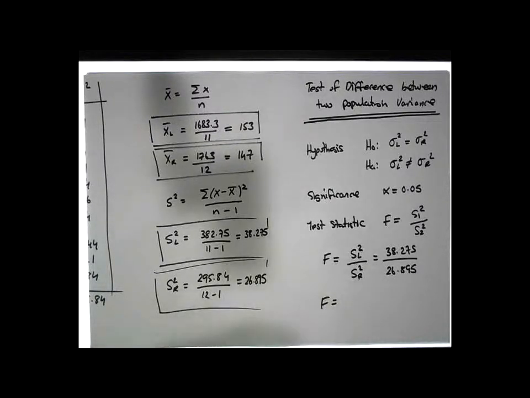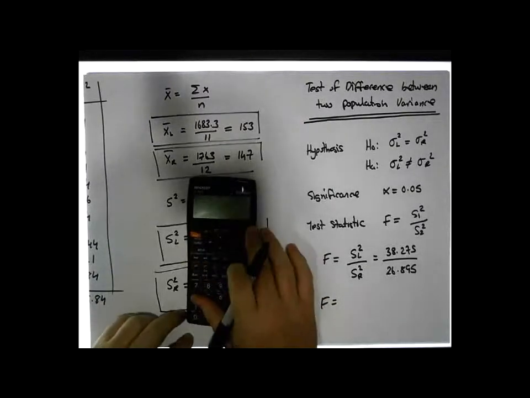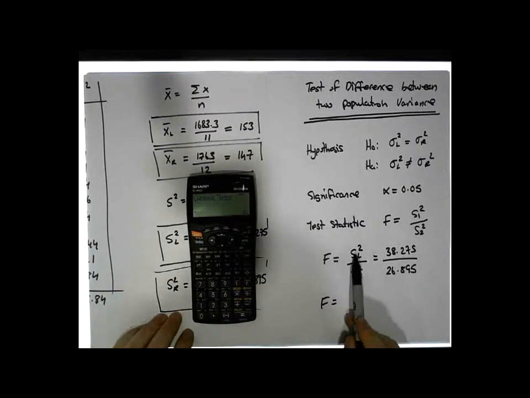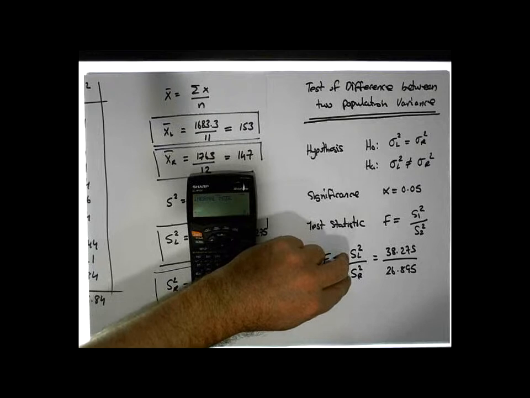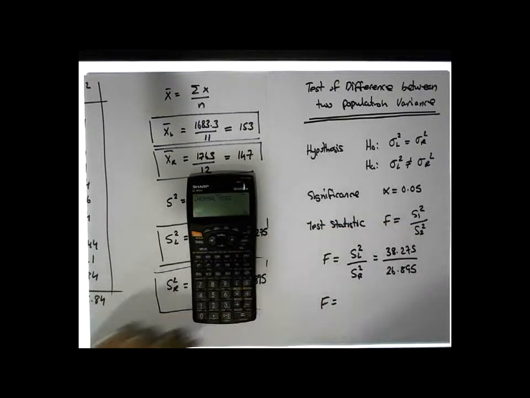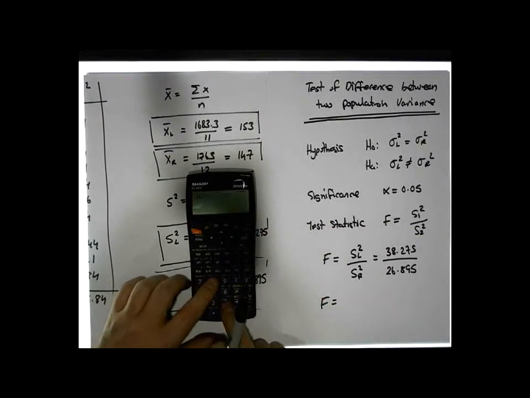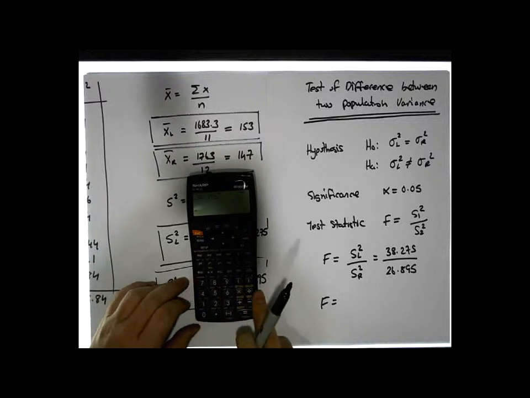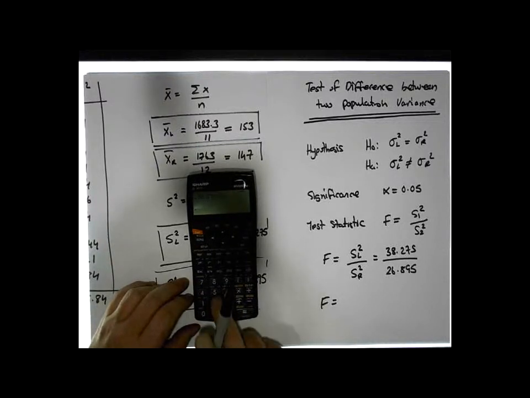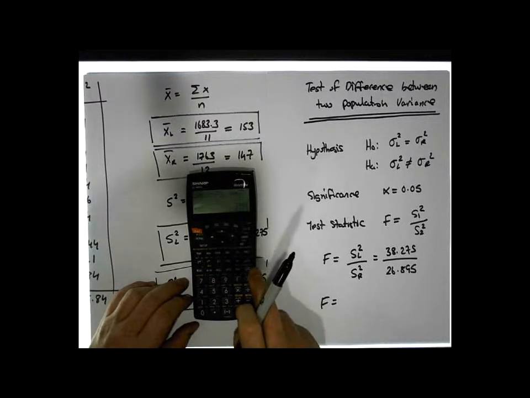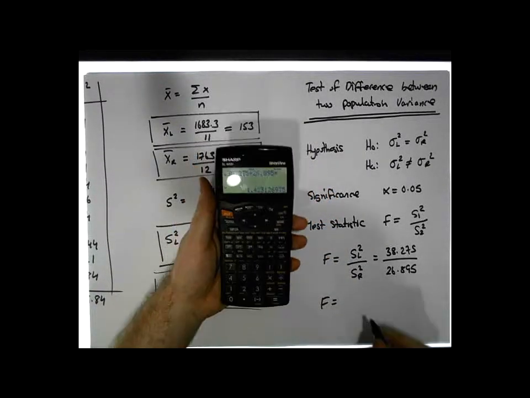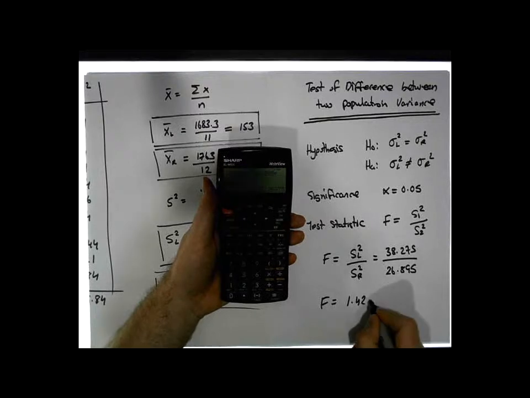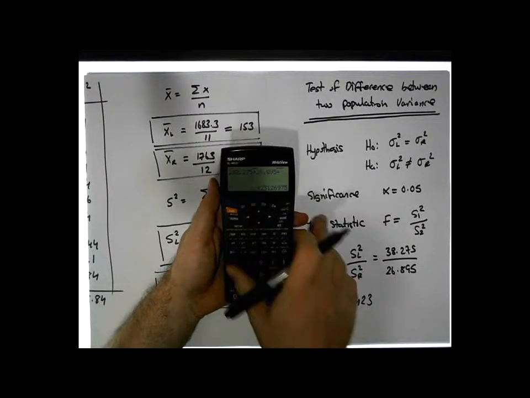Excuse me, I have a bit of a cold. If there was no difference between the variances, S_L squared and S_R squared would be the same, so F would be equal to 1. But what we actually have here is 38.275 divided by 26.895, which gives us a value of 1.423. So 1.423 is the magnitude of the difference between those two variances.